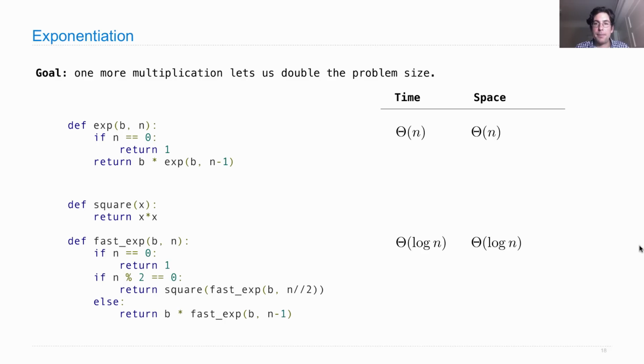Now, what about fast exp? Well, that's what's called logarithmic time, or theta log n. We don't need to specify the base of the logarithm because all logarithms differ just by a constant factor, and constants are ignored in order of growth notation, or theta notation. So log n means that one more multiplication, one more step in time, and one more function call in space lets us double the problem size, which is exactly what we saw. So we could handle 2 to the 10th in just one more step relative to 2 to the 5th.